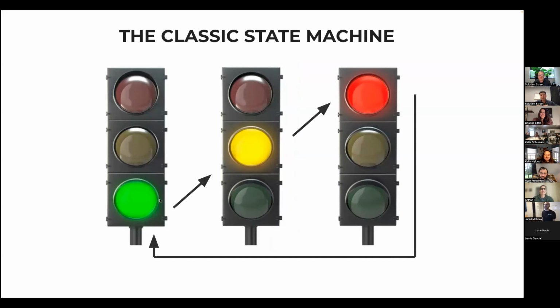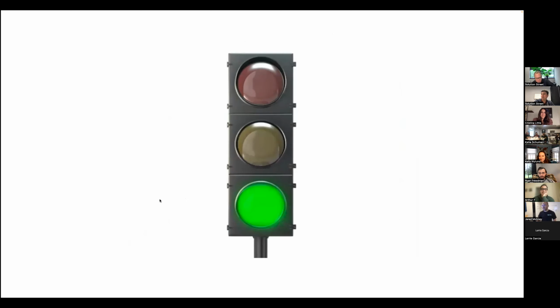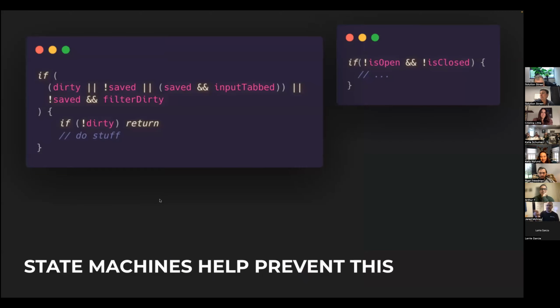This is the classic state machine. You transition from one state to the next in a defined known machine. I will not go from yellow to green because imagine the chaos that would ensue if I did. It's a very simple thing to not go from yellow to green, but tell me if you can guarantee that's not going to happen with this.